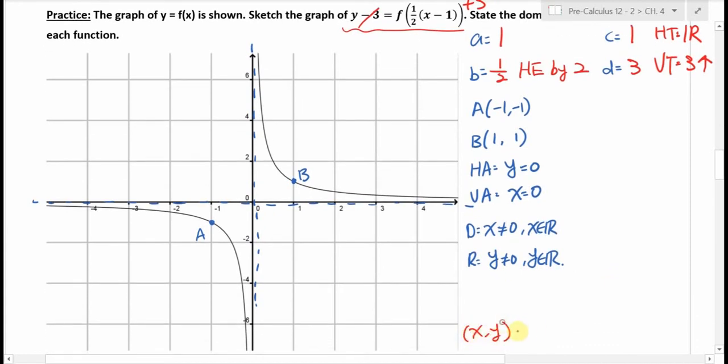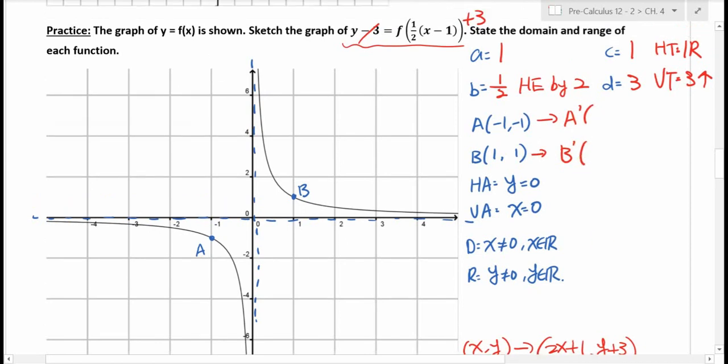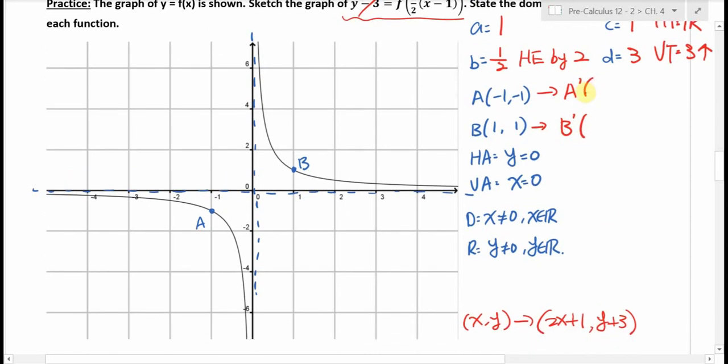x comma y will then become, so for the x, horizontal expansion by 2, so 2x, 1 unit right, so plus 1. Vertically, there's no vertical stretch, so I don't need to multiply anything. But we do have a vertical translation of 3 units up, so plus 3 there. Okay, so now let's go with the points here first. X, it's going to be double and plus 1, so negative 1 times 2 is negative 2, plus 1 is negative 1, 1 times 2 is 2, plus 1 is 3. Y values will simply plus 3, so that's going to be a 2, and that's going to be a 4.